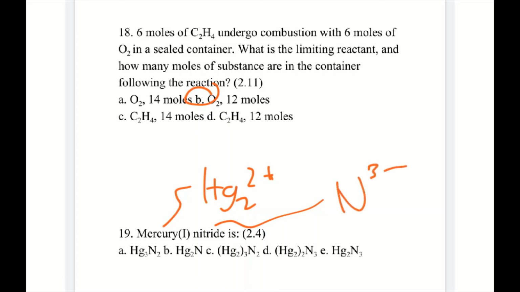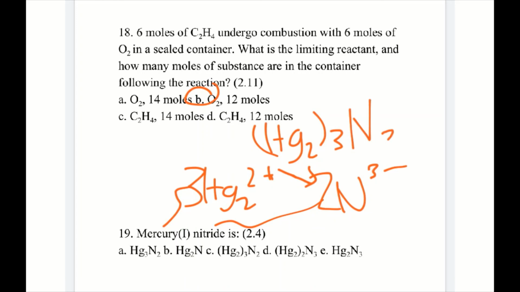Nothing special there. So in order to combine these, we will have to have 3 of these and 2 of these. And a nice way to remember it is by taking the charge of the first and making it the coefficient of the second, and making the charge of the second the coefficient of the first. So this salt will be Hg2, and there are 3 of them, and N2 because there are 2 and 3 minuses. So this will actually be C, and that is our answer.